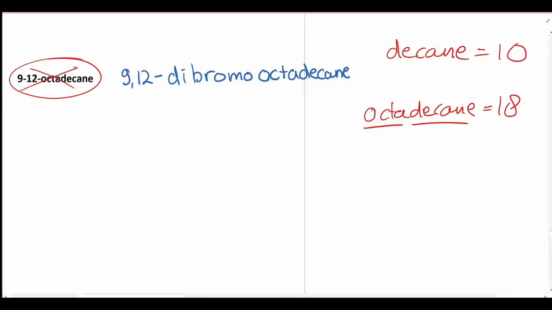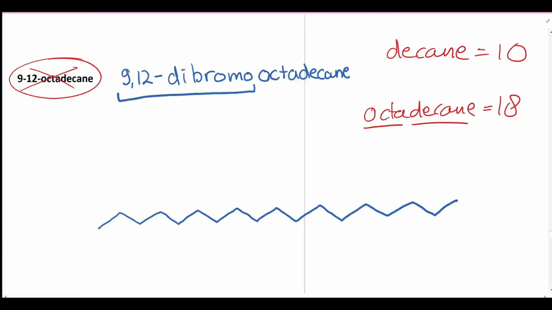So here, the longest carbon chain is octadecane. So I have 18 carbons long. So that's the first thing that I'm going to draw. So 1, 2, 3, 4, 5, 6, 7, 8, 9, 10, 11, 12, 13, 14, 15, 16, 17, 18. Once you have a really long carbon chain, it's a good idea to just start numbering it. And here I have a functional group of dibromo. So I have 2 bromo, which is basically a bromine atom, attached in position 12 and 9.